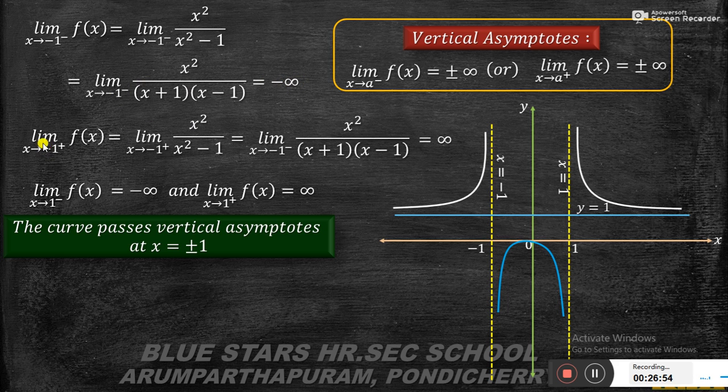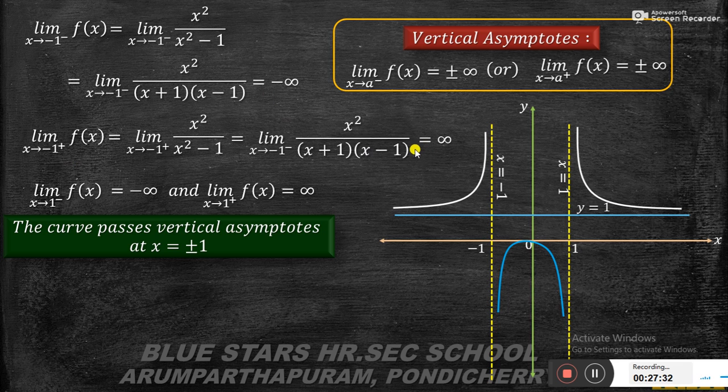So next I take the limit x tends to minus 1 power plus. The plus represents the right hand limit. Therefore f of x, limit x tends to minus 1 whole power plus, f of x is x square by x square minus 1. I factor this: x square minus 1 is x plus 1 into x minus 1. Now I substitute minus 1. So here minus 1 plus 1 is 0. So 1 by 0 is infinity. Now I take the right hand limit of infinity as plus infinity.